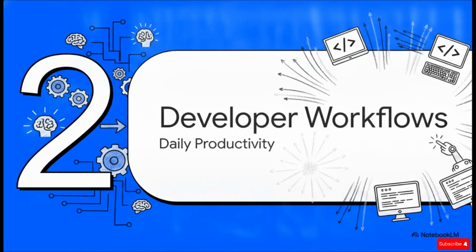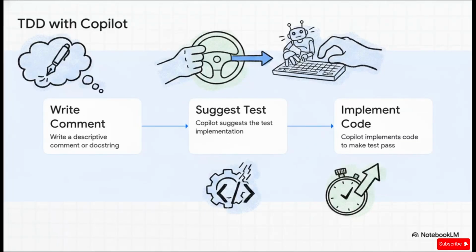That brings us right into Section 2, Advanced Developer Workflows. Let's talk about how this impacts daily productivity, starting with test-driven development, or TDD. We all know developers often avoid TDD because writing the boilerplate tests just takes way too long. Well, Copilot acts as a massive accelerator here. It's a simple 3-step dance.